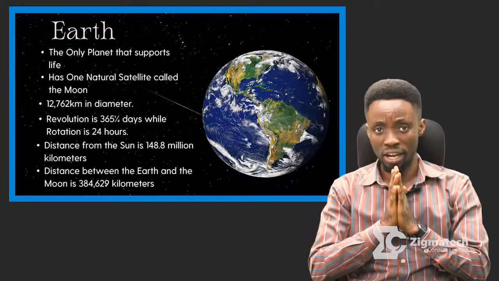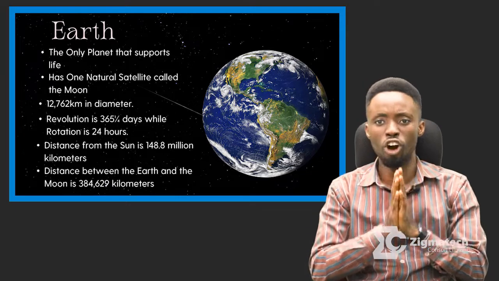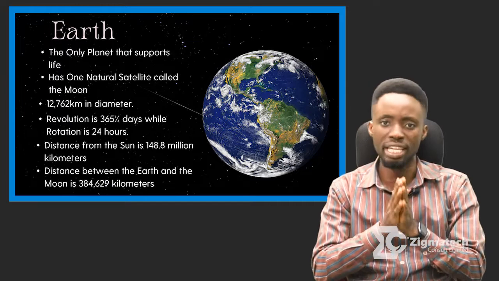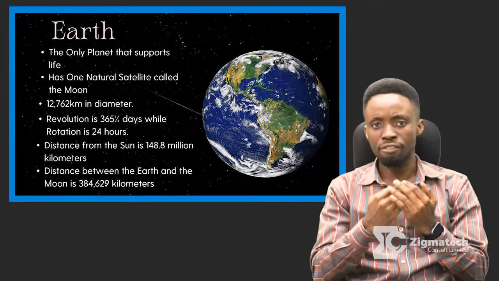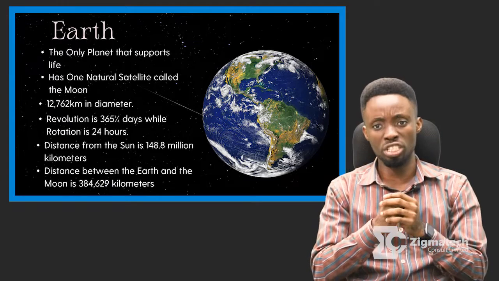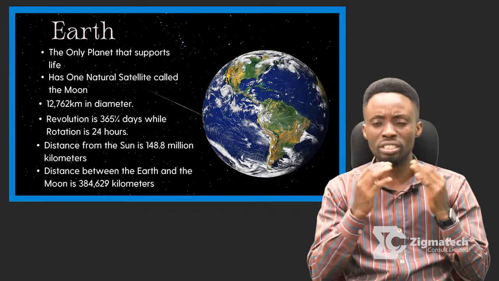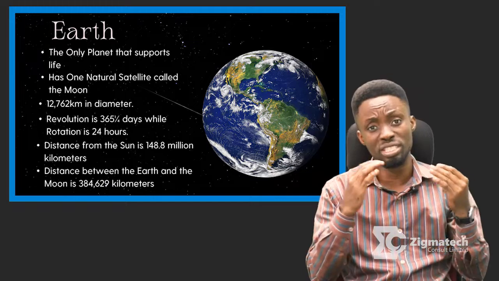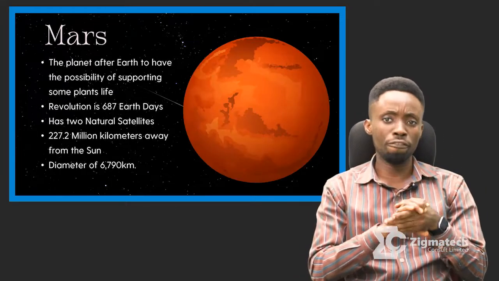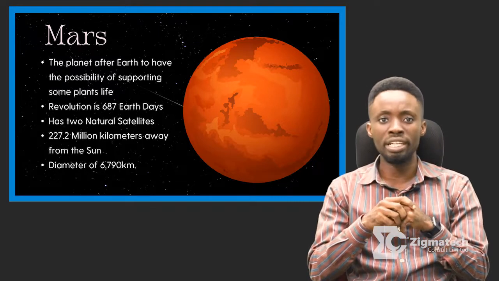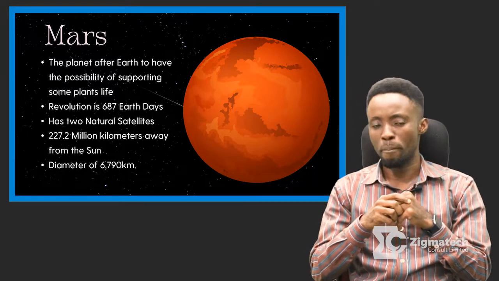And the distance of our Earth from the Sun is 148.8 kilometers. And the distance of the Earth from its satellite, which is the Moon, is 384,629 kilometers. So we go to the fourth terrestrial planet, which is called planet Mars.